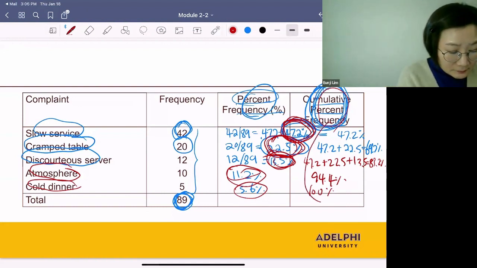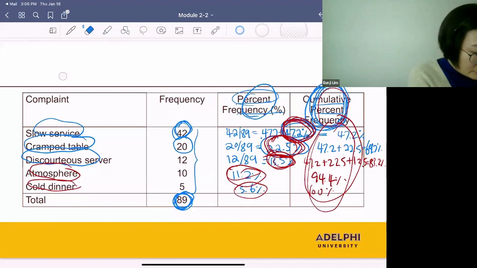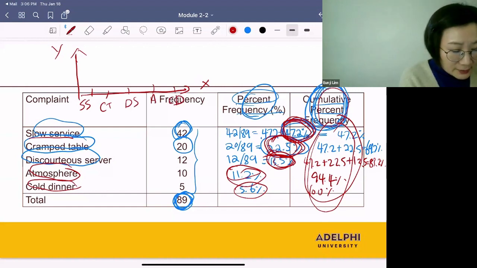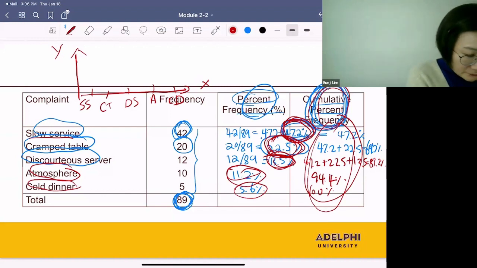So next, we can plot this cumulative percentage frequency on the XY plane. So here we draw the x-axis and the y-axis. On the x-axis, you list all the areas of complaints: slow service, cramped tables, discourteous server, atmosphere, and cold dinner. And on the y-axis, you can plot the cumulative percentage frequency. First one is 47.2.